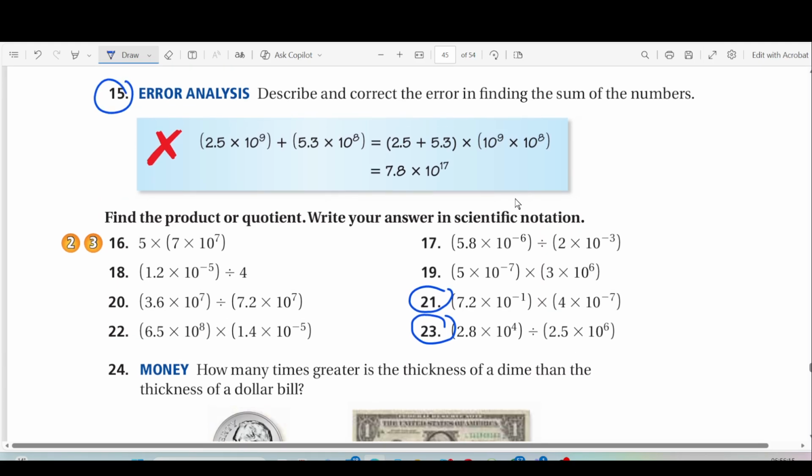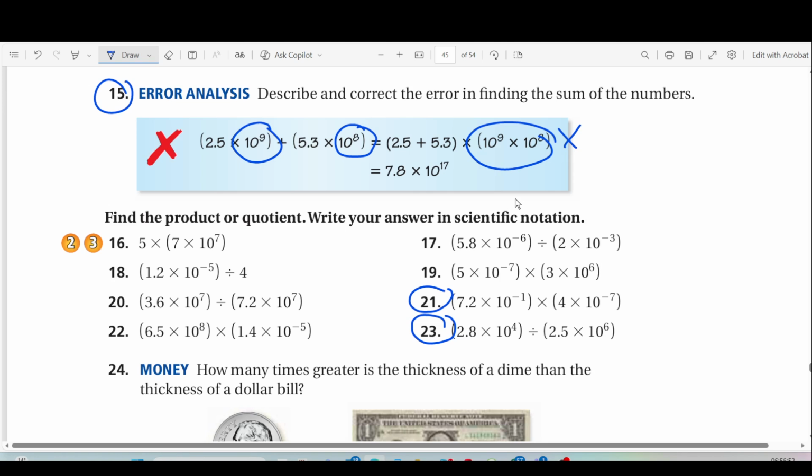Analyze error in number 15. They took it out of the equation. They didn't solve it correctly. They switched. Yeah, first we need to make these same, and then this is not what we do.